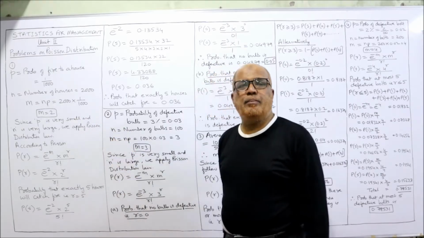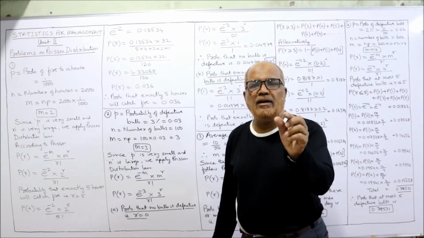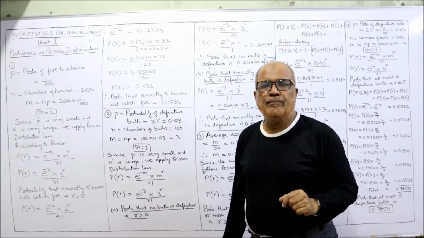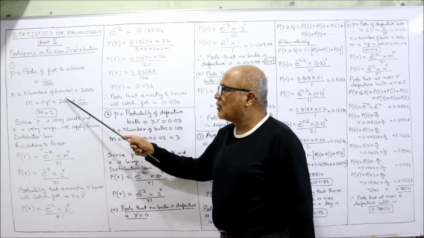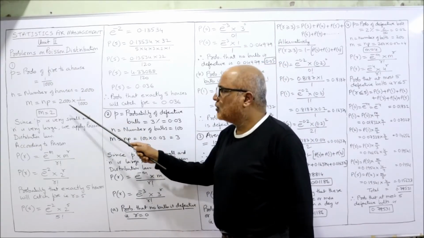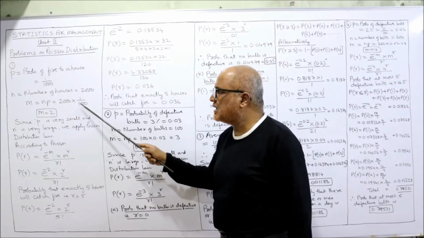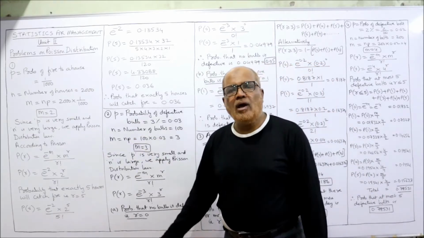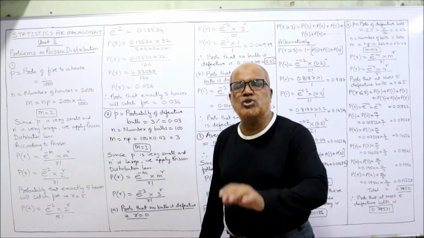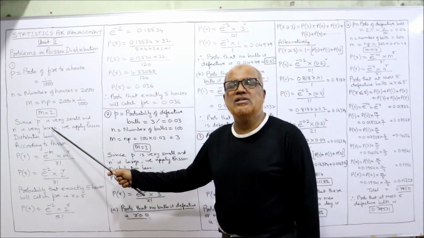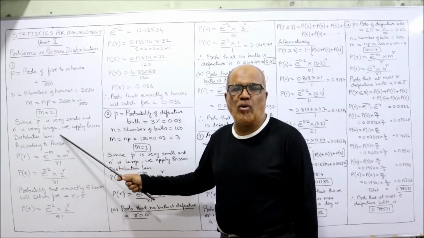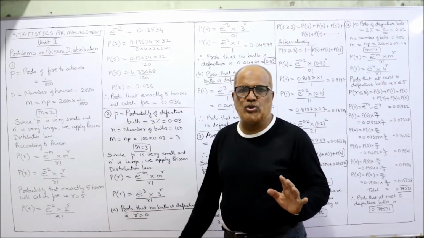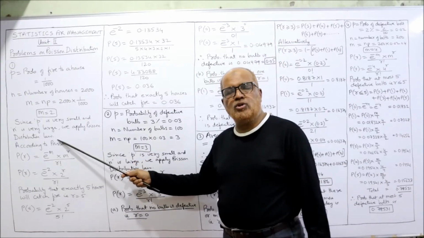So m is equal to np. m is the main parameter in Poisson distribution. So what is m? n into p, multiply n into p. So 2000 into 1 by 1000. These 3 zeros get cancelled. So m is equal to 2. The main parameter m is equal to 2. Now it is not given in the problem that we have to apply Poisson distribution. Since N is very large and P is very small, in this problem it is very much suitable to apply Poisson distribution. So we apply the Poisson distribution law.